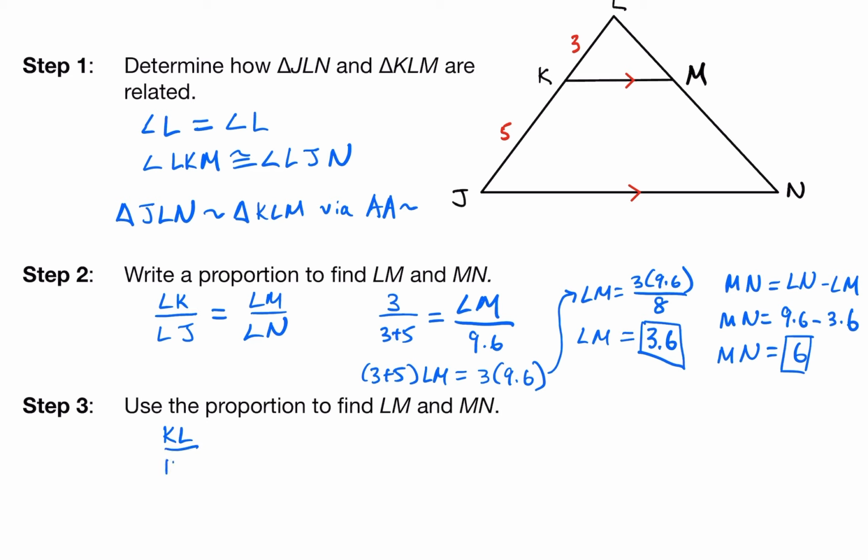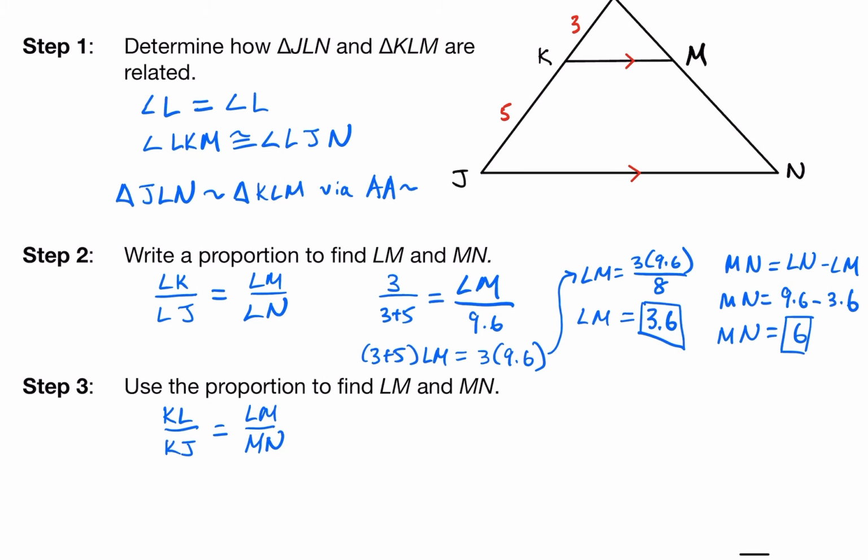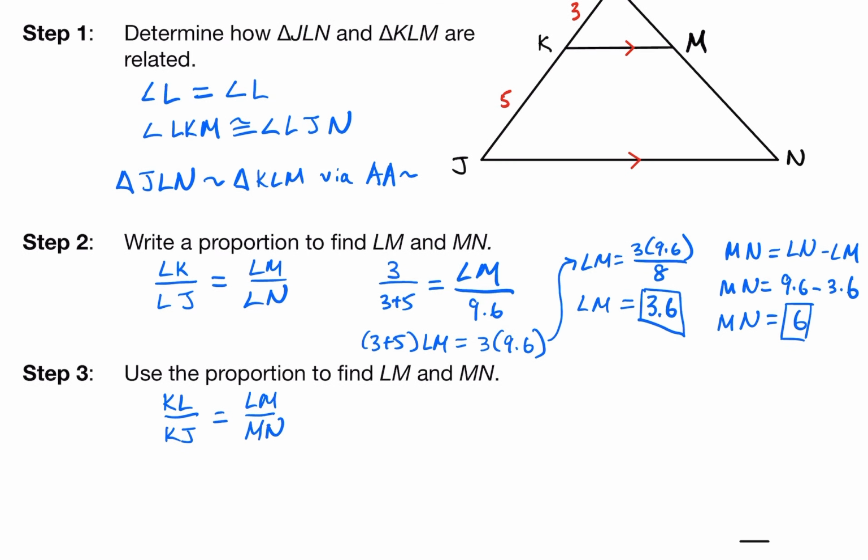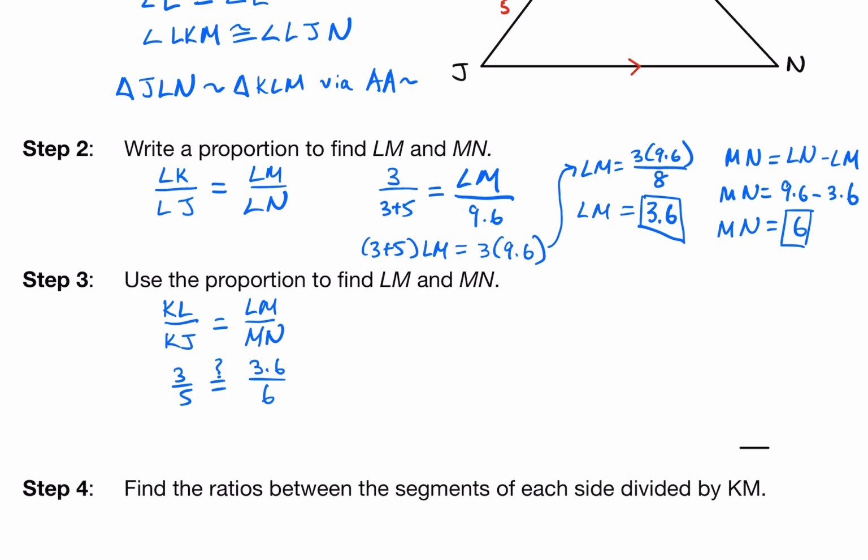KL over KJ would have to equal LM over MN. Okay, so let's go ahead and figure that out. Is 3 divided by 5 equal to, question mark, LM, which is 3.6, divided by MN, which is 6? Okay, 3 divided by 5 works out to be 0.6, and 3.6 divided by 6 works out to be 0.6 as well. Okay, so that checks out.